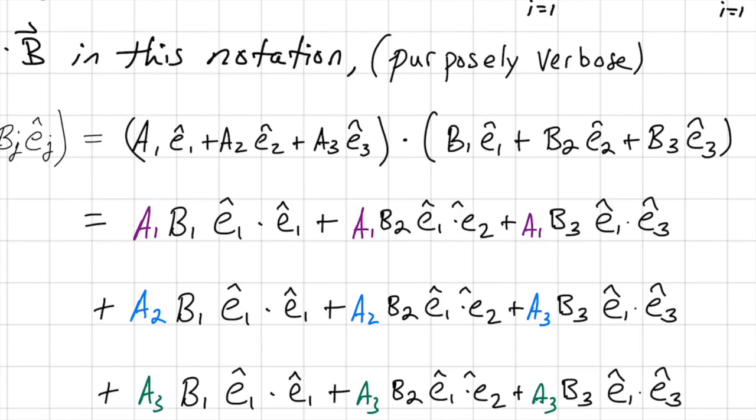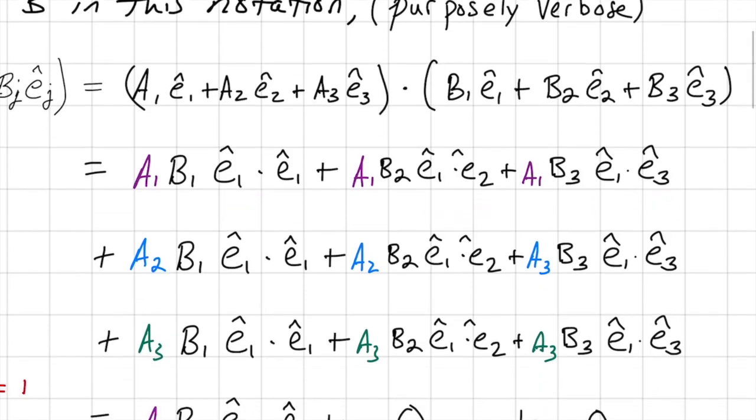First off, we said that these were orthonormal. Ortho meaning orthogonal. So this E1 dot E1, that's going to be one. E1 dot E2, that's going to be none. E1 dot E3 is none. So let's now look at that.